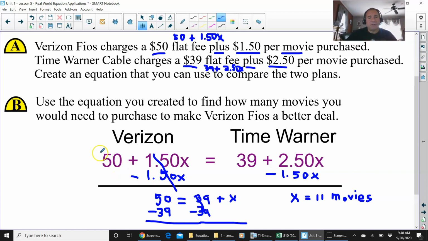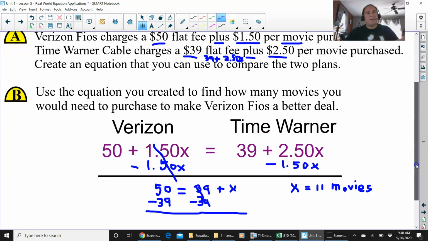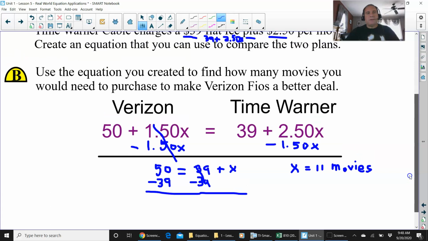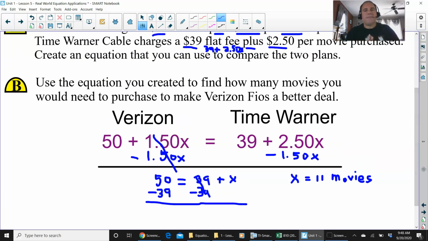So Verizon, you notice they charge a $50 flat fee. That's a little bit more, but they're charging less per movie. Time Warner charges less as a flat fee, but they're charging $250 per movie. At 11 movies, this will be equal to this, and it won't matter where you go. So in the question, it says use the equation you created to find how many movies you would need to purchase to make Verizon a better deal. At 11 movies, they are equal.